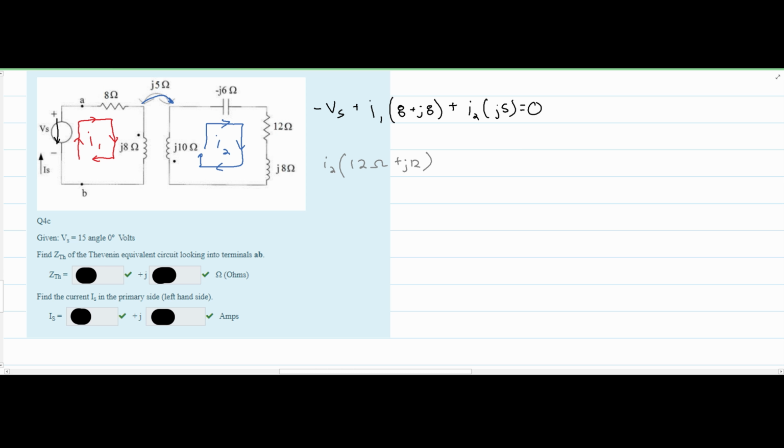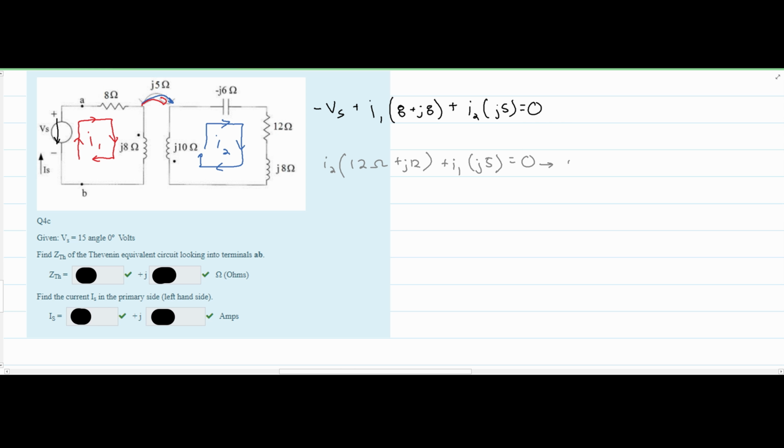And then we have this I1 that we know is coming over this way. Since we have this I1 going across this, we are going to have plus I1, multiplied by the J5, and this is all equal to 0. Now we want to solve for our I2, so that we can plug it back in here and then solve for our I1, because we are given our V of S. Our V of S is right here, this 15 with an angle of 0 degrees, and we're going to plug that in in a second. Before that, we're going to solve for, again, our I2.